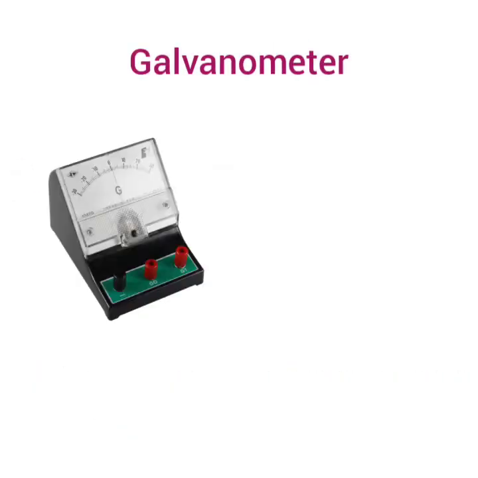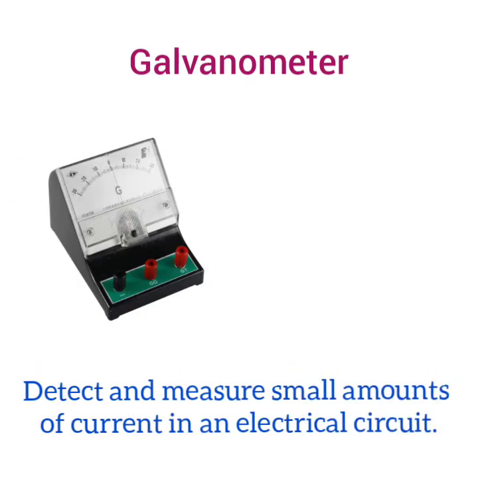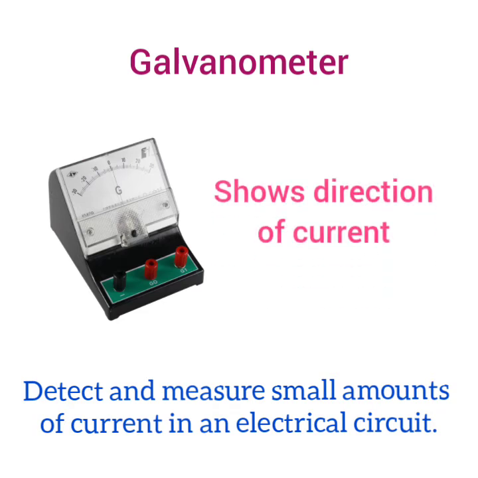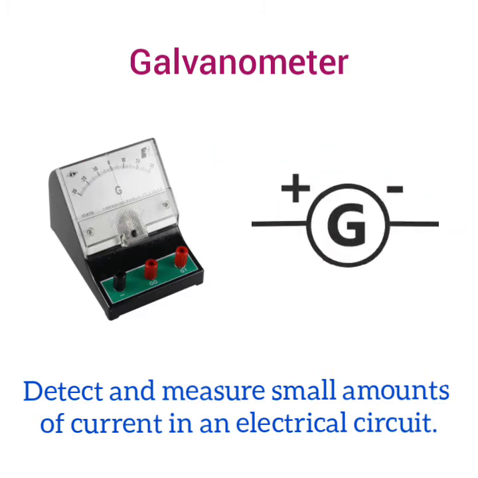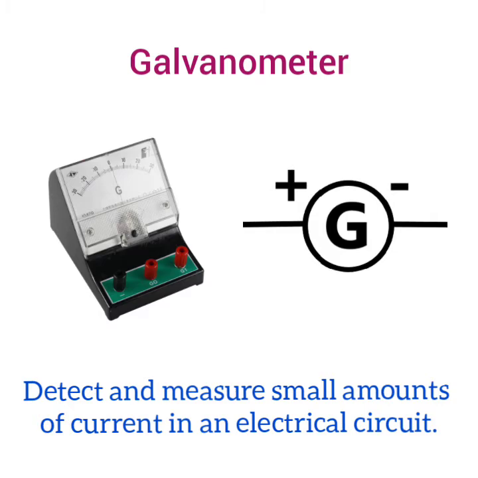A galvanometer is also a device that measures a small amount of current in an electrical circuit. The difference between a galvanometer and an ammeter is that a galvanometer can show the direction of the current flowing in the circuit. A circle with the capital letter G written inside it is the circuit symbol of a galvanometer.